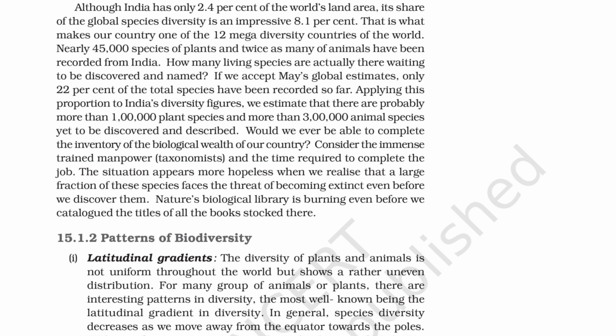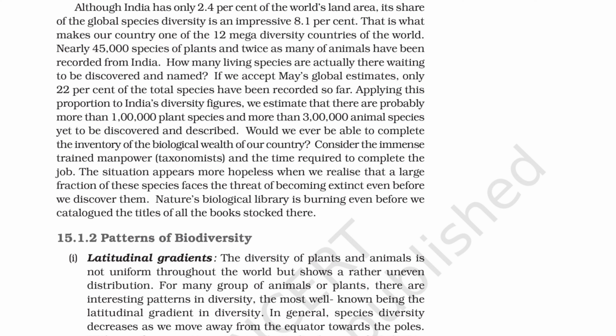Would we ever be able to complete the inventory of the biological wealth of our country? Consider the immense trained manpower, taxonomists, and the time required to complete the job. The situation appears more hopeless when we realize that a large fraction of these species faces the threat of becoming extinct even before we discover them. Nature's biological library is burning even before we catalog the titles of all the books stocked there.